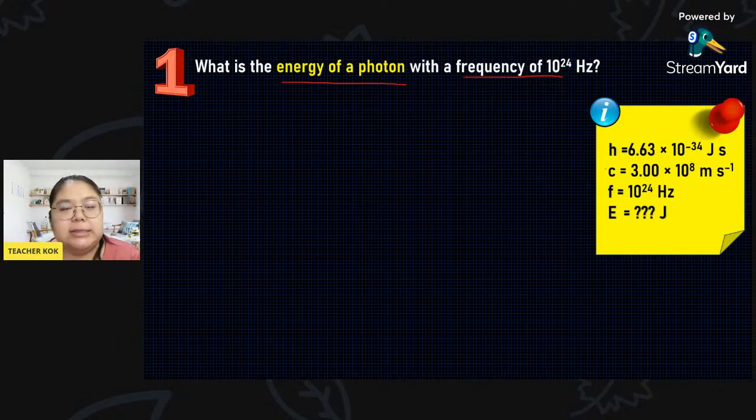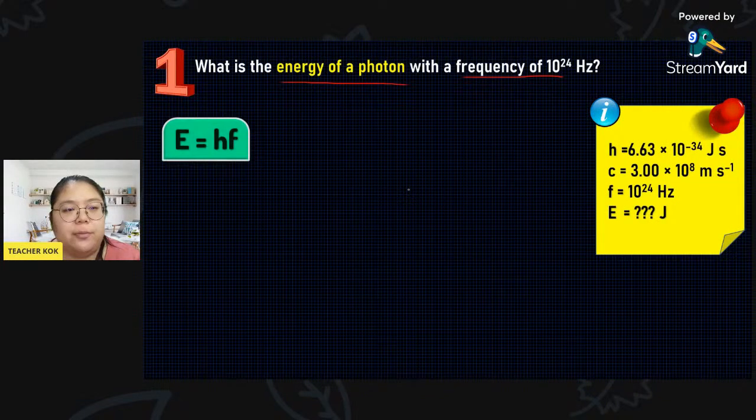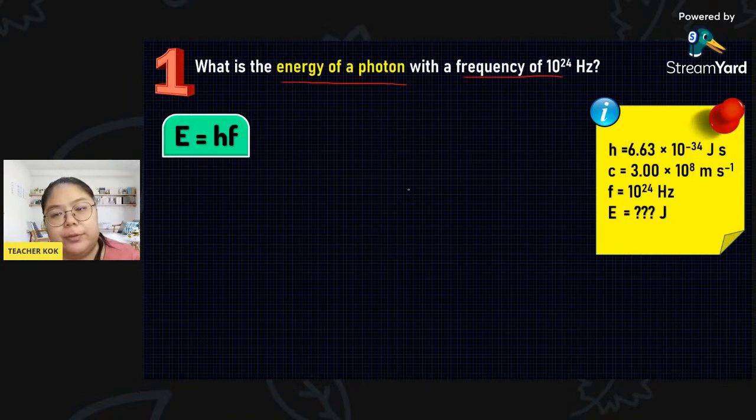So we go and see the info. Okay, H and C are fixed. Then how about F? F is frequency, 10 power 24. Then we need to find E. Okay, what formula we need to use? The simple formula is the theory of Planck, the photon energy E equal HF. So from here to find the energy, the unit must be joule.